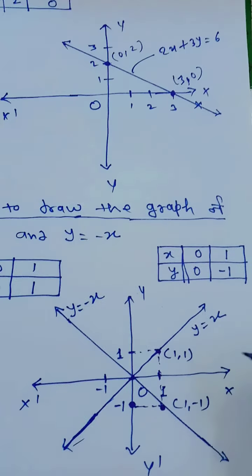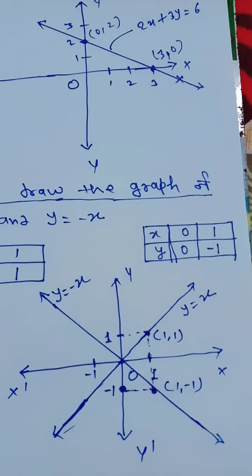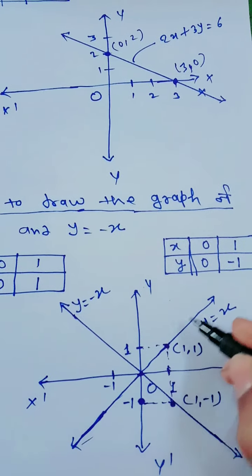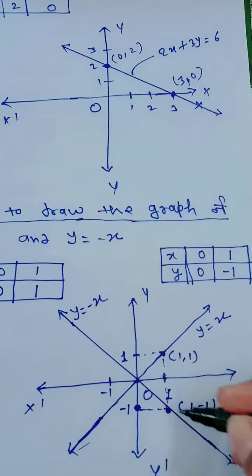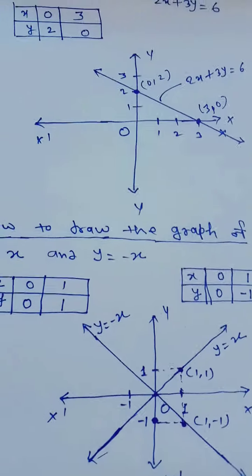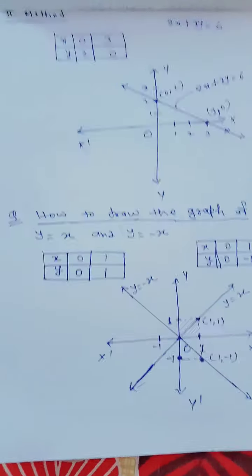So in this way we have got the graph of y equals x, this one, and y equals minus x, this one. Okay, thank you.